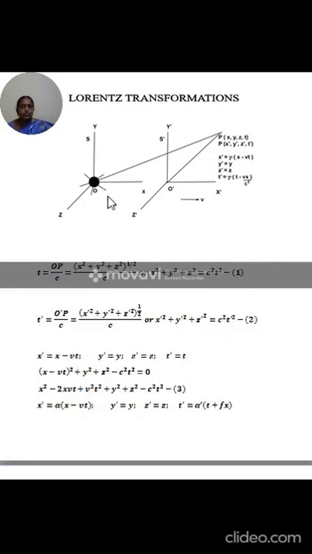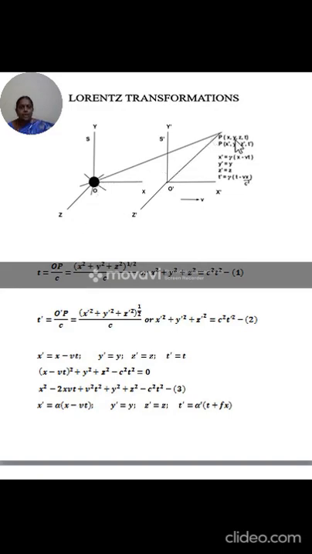Let us consider a source of light is situated at the origin O in frame S. So this source of light will emit a wavefront at t equal to 0. When the light reaches the point P, the position and time measured by the observer O can be written as x, y, z and t. The position and time measured by the observer O prime can be written as x prime, y prime, z prime and t prime.